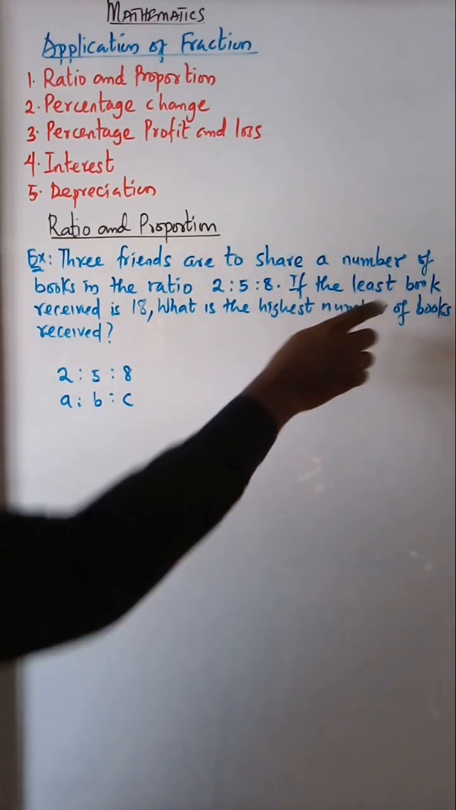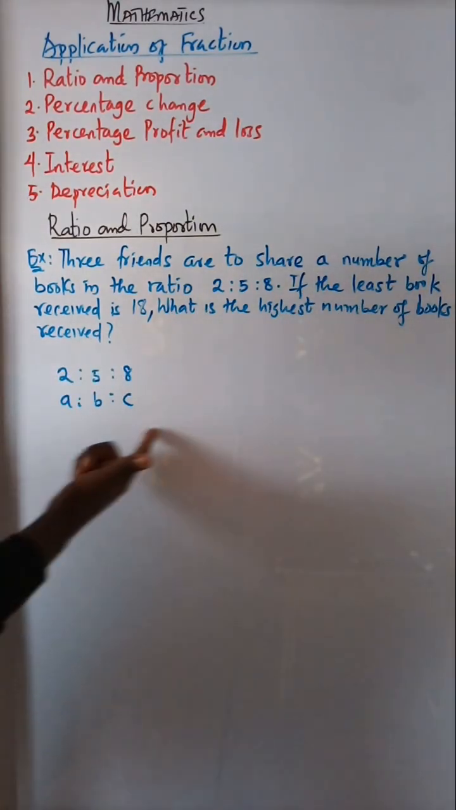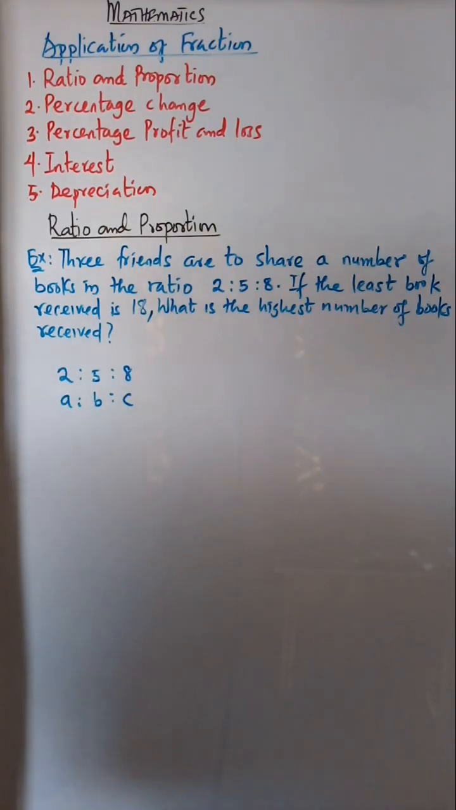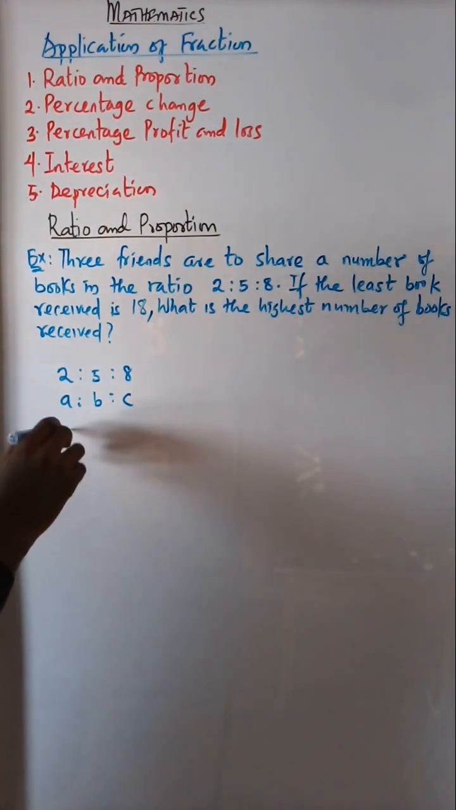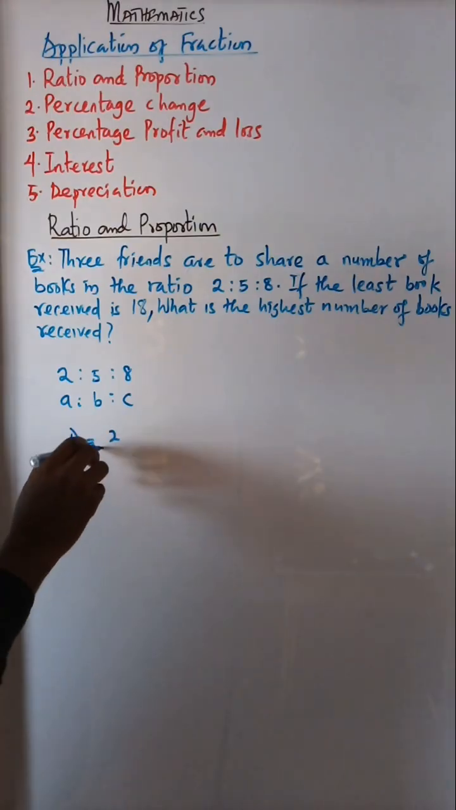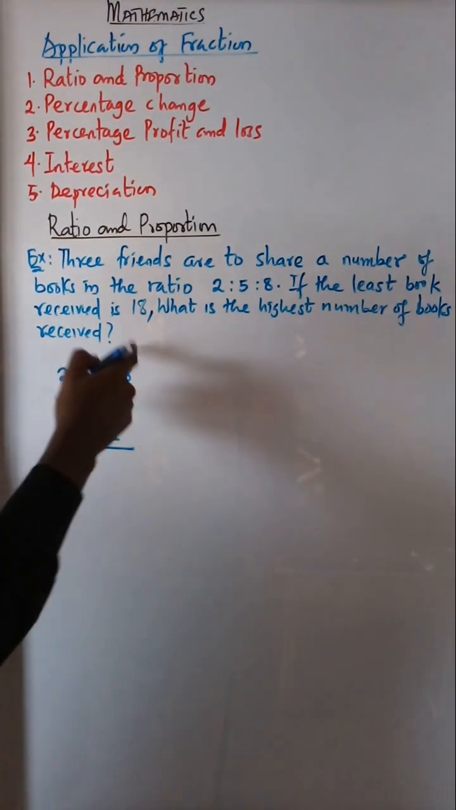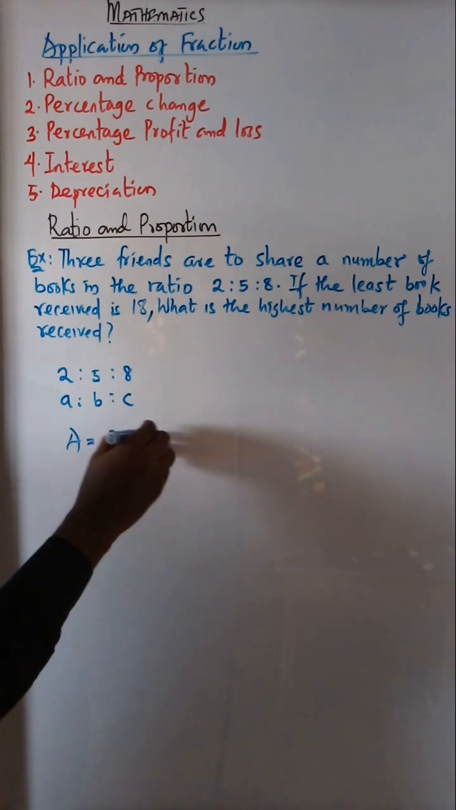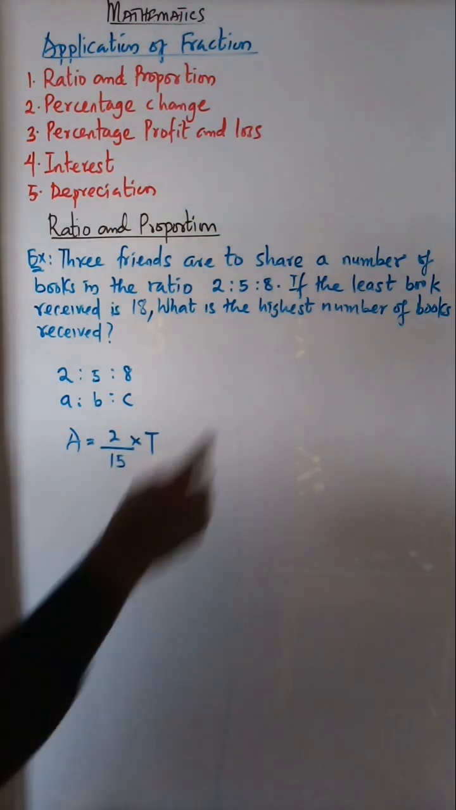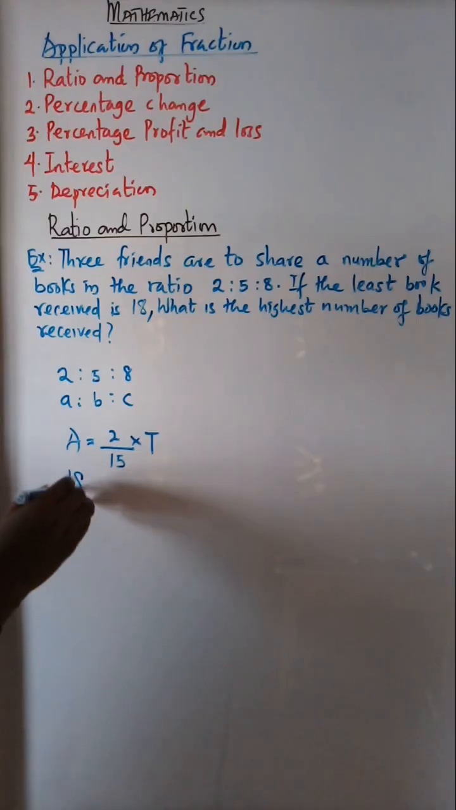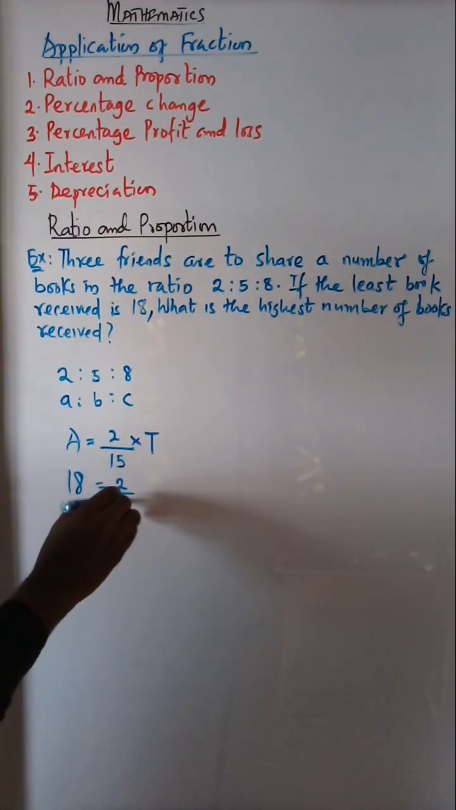If the least book received is 18, who received the least? That's A. 2 is the least. So what A will receive, let's call it capital A, is going to be equal to 2 over 2 plus 5 plus 8, which is 15, multiplied by the total number of books. We are told that the least book received, which is A, is 18. So 18 equals 2 over 15 times T.